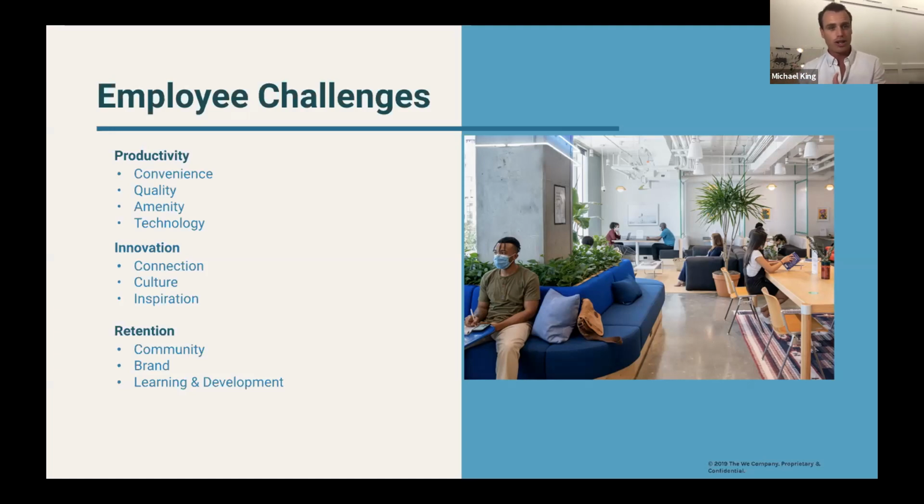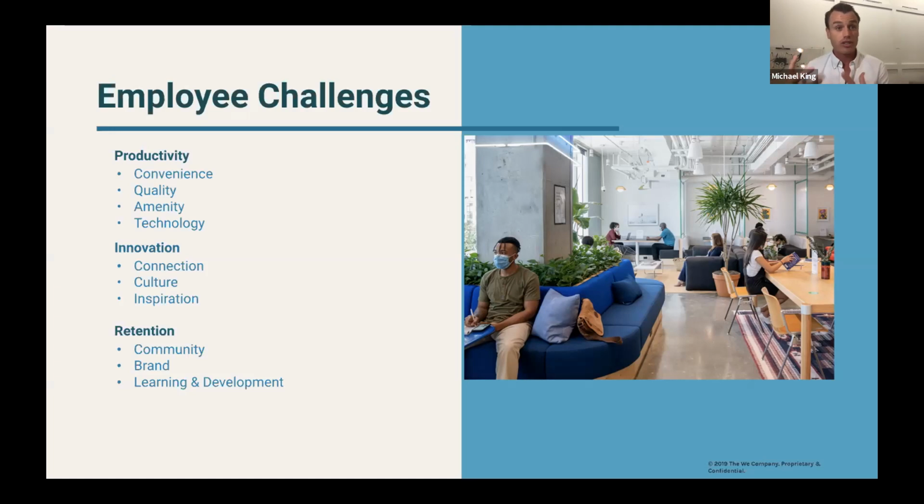So from a productivity standpoint, we think about, do they have desks? Do they have chairs? Do they have high-speed Wi-Fi, printers, scanners, a quiet place to work? When we think of innovation, we think of, do they have the ability to collaborate with their peers, seek inspiration from colleagues or other businesses that they're speaking to, or customers? And retention, do you have the same connection to your brand and the mission, the same level of learning and development that you are used to when you're working remote?